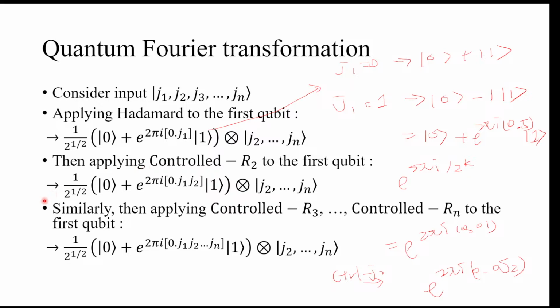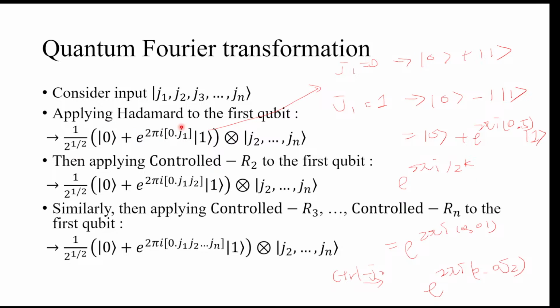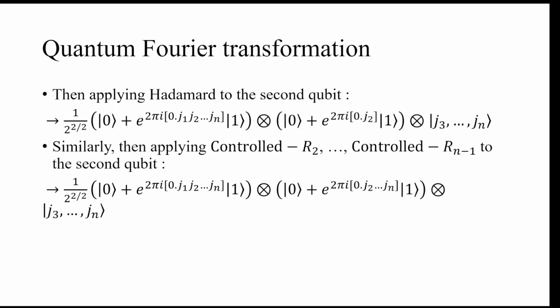Because it's a control on x2, x2 is j2. It's very confusing here. So remember x are all j. Maybe let me remind myself. So this is j1, j2, and j3, etc., jn minus 1 and jn. So this is control on j1. So Hadamard on j1, you apply 0.j1, and control on j2.